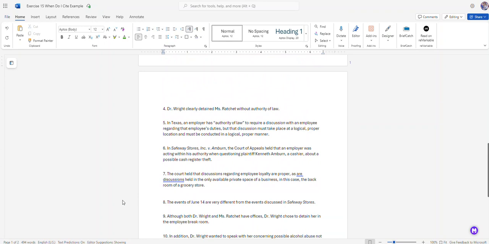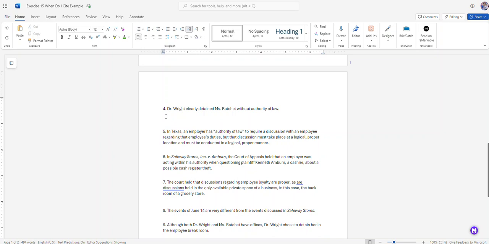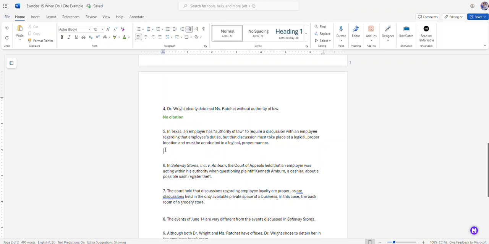Next, in Texas, an employer has authority of law to require a discussion with an employee regarding that employee's duties, but that discussion must take place at a logical, proper location and must be conducted in a logical, proper manner. Again, detention without authority of law and the relationship between an employer and employee are discussed in Safeway, not Randall's. And so we're going to cite Safeway here for this one.